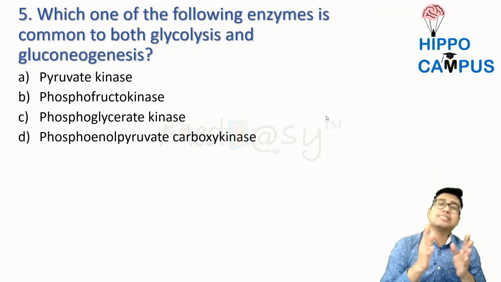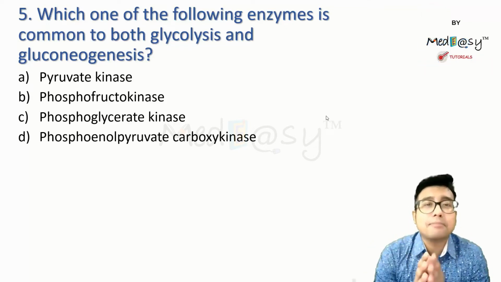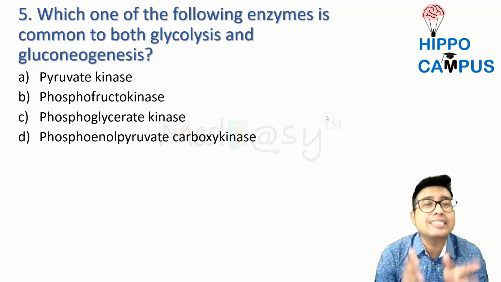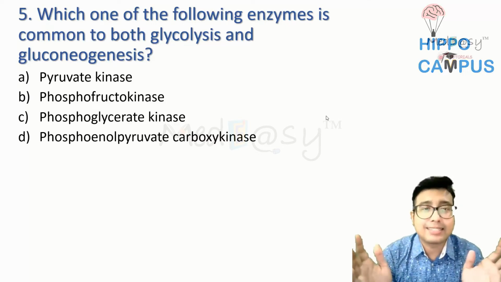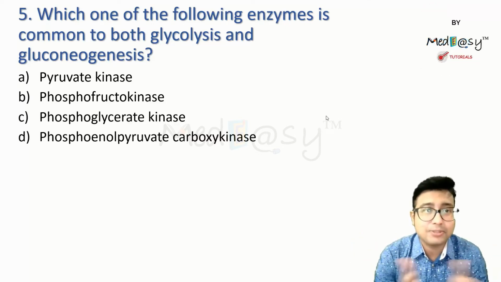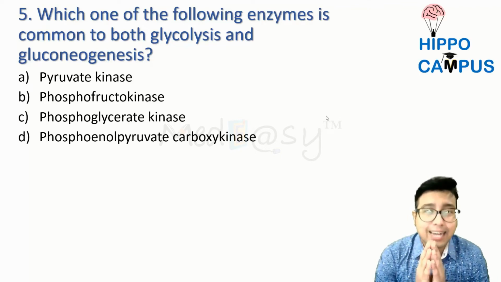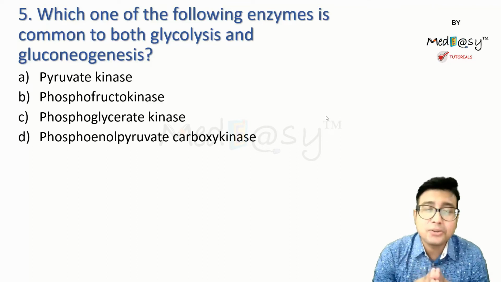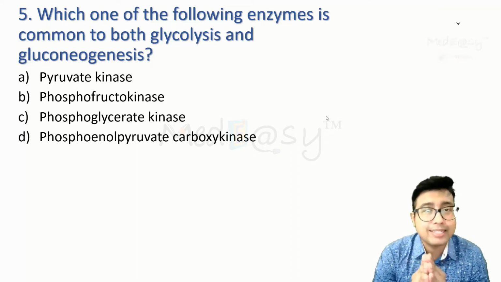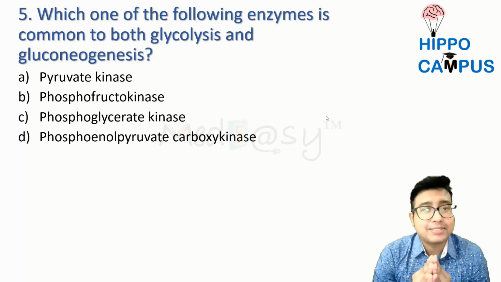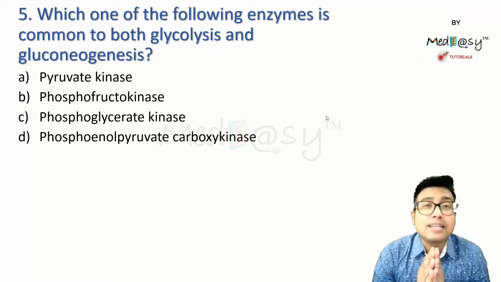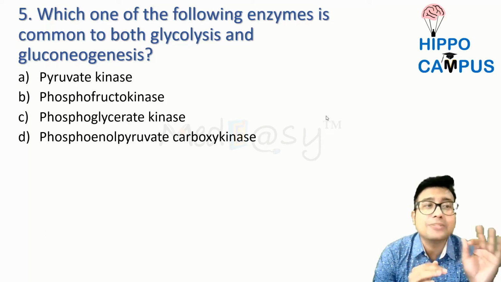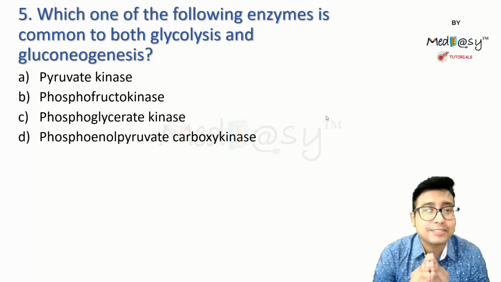Alright. Moving on. Which of the following enzymes is common to both glycolysis and gluconeogenesis? This is a very easy question. If you remember all the rate limiting enzymes of both glycolysis and gluconeogenesis, you can easily answer this by simply excluding the odd one out. So considering glycolysis, the rate limiting enzymes are hexokinase or glucokinase, phosphofructokinase 1, and pyruvate kinase. These enzymes are not reversible, right? So we rule out option A and option B because these are unique enzymes of glycolysis.